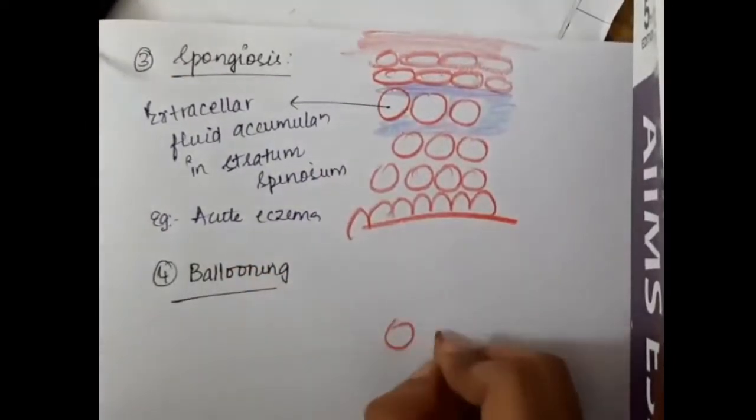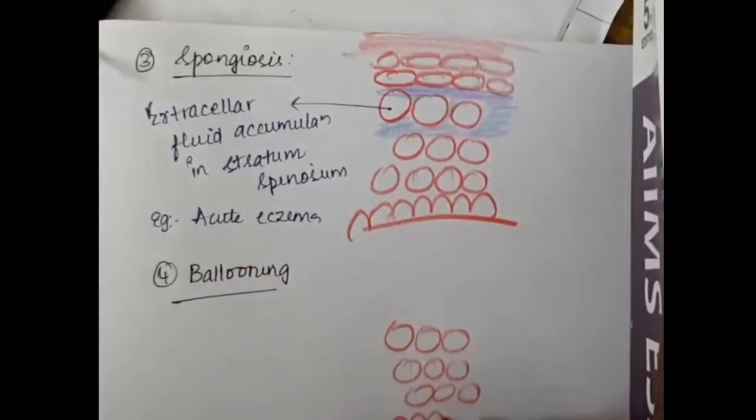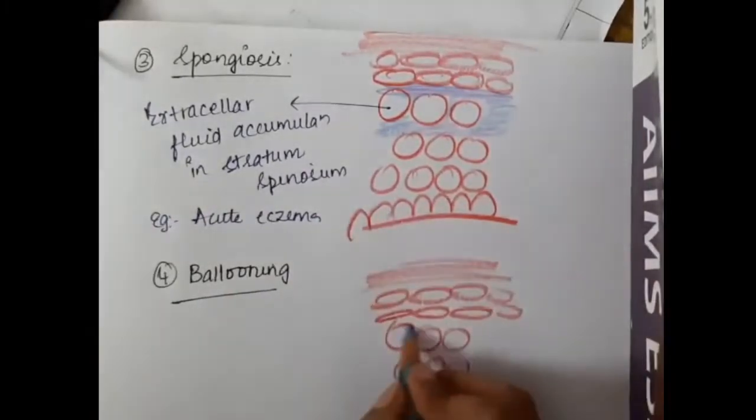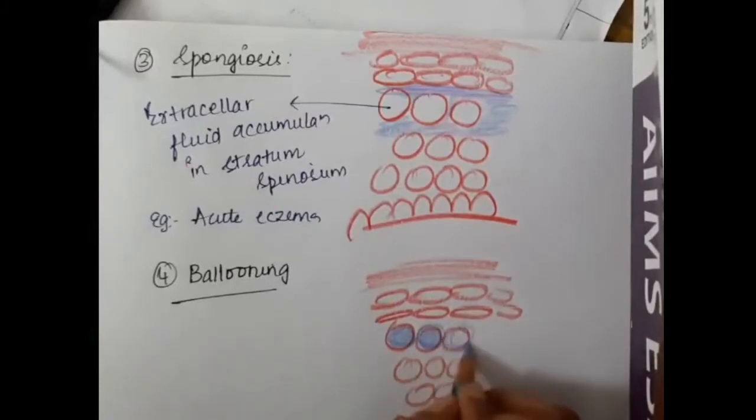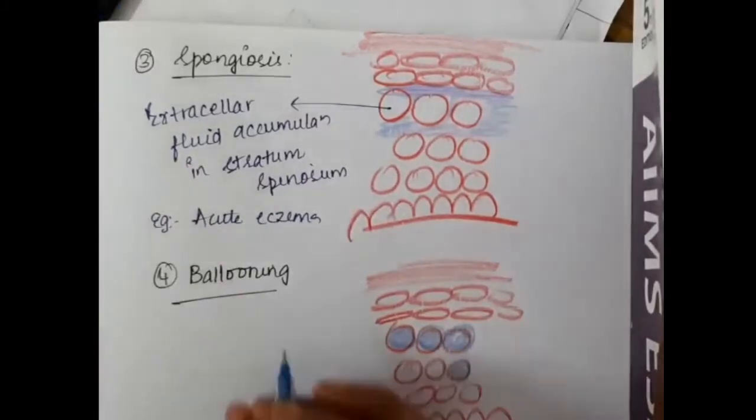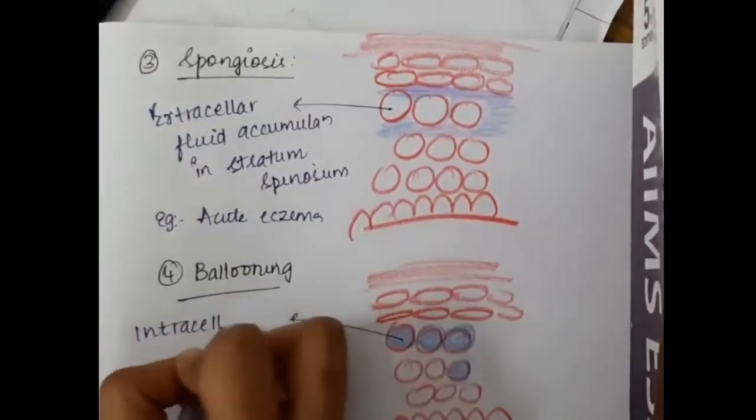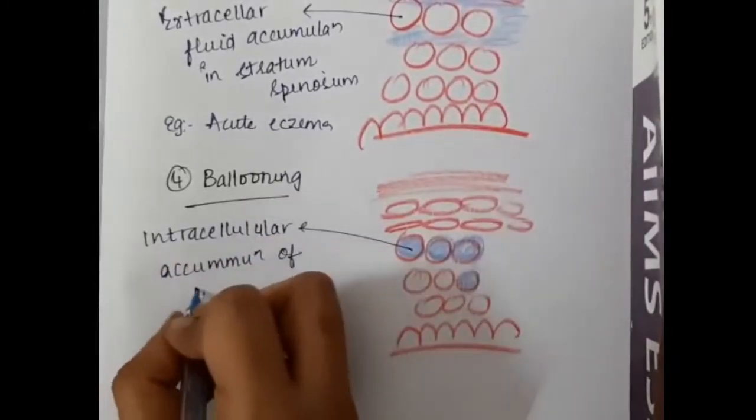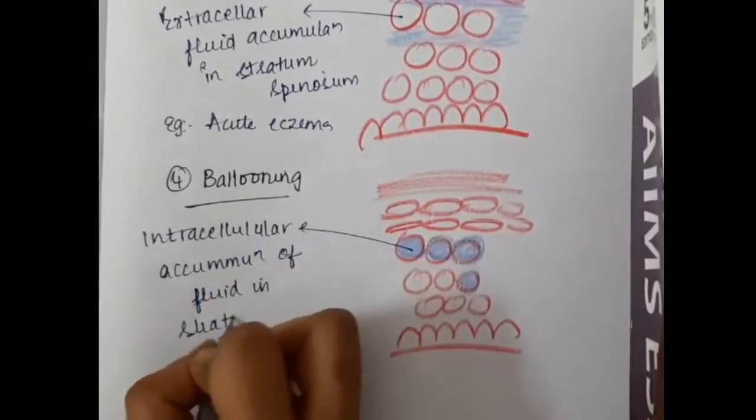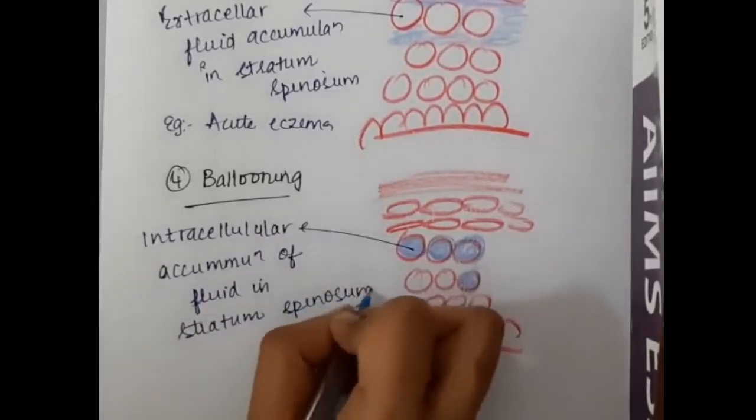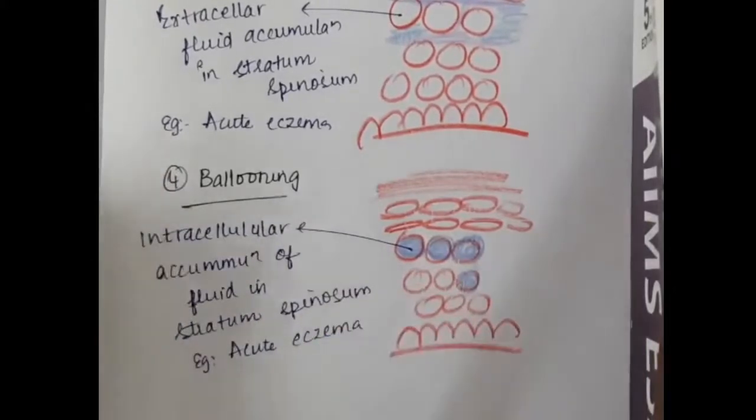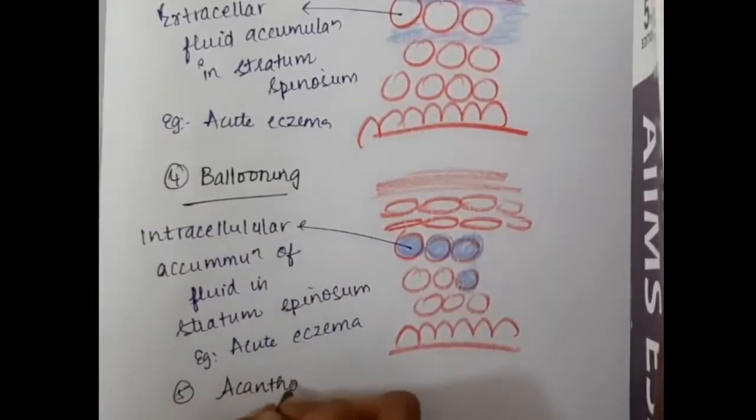Then the fourth is ballooning of cells. Ballooning is intracellular accumulation of fluid in the stratum spinosum. Here there is intracellular accumulation of fluid. An example is acute eczema.